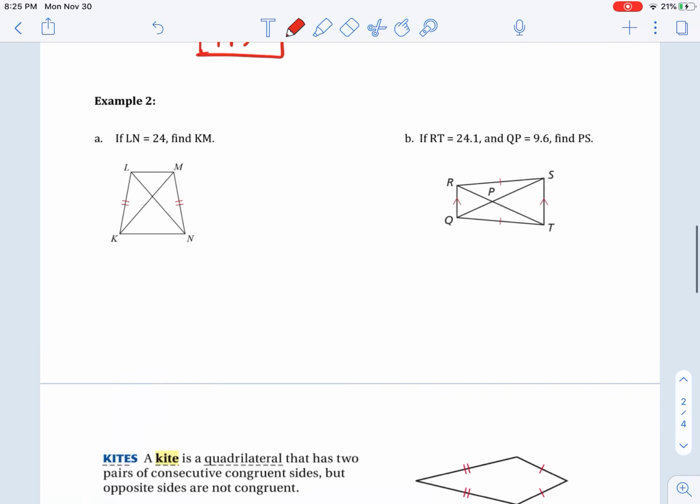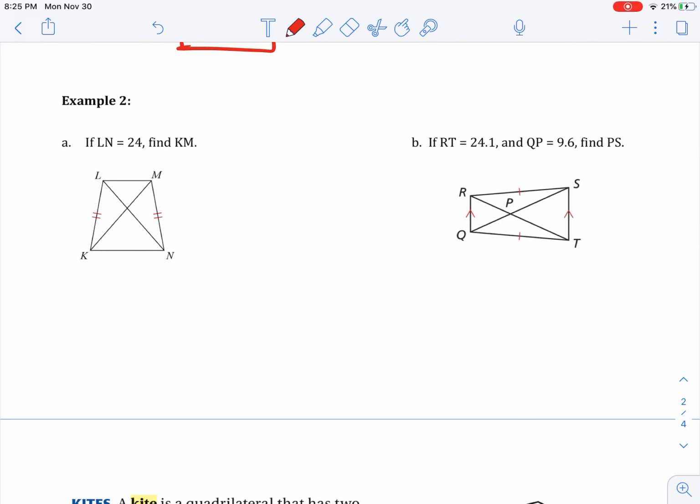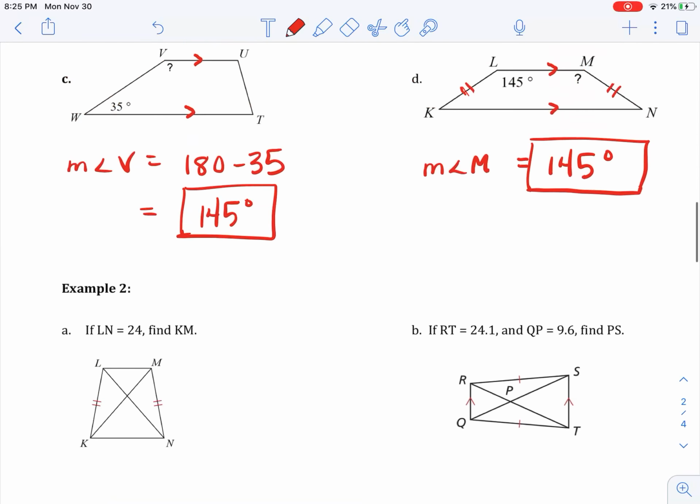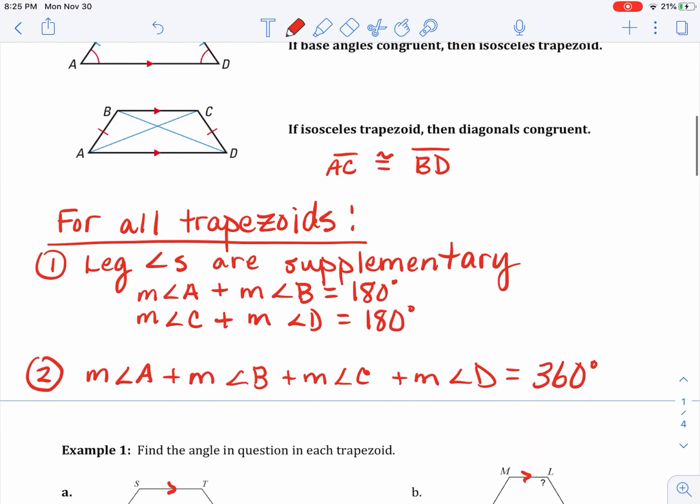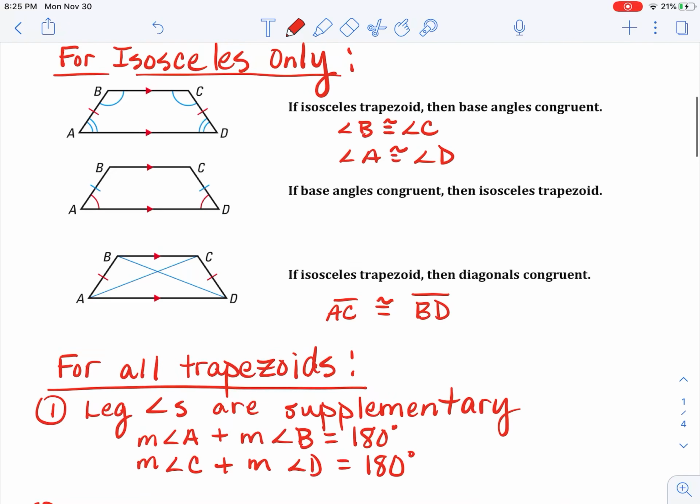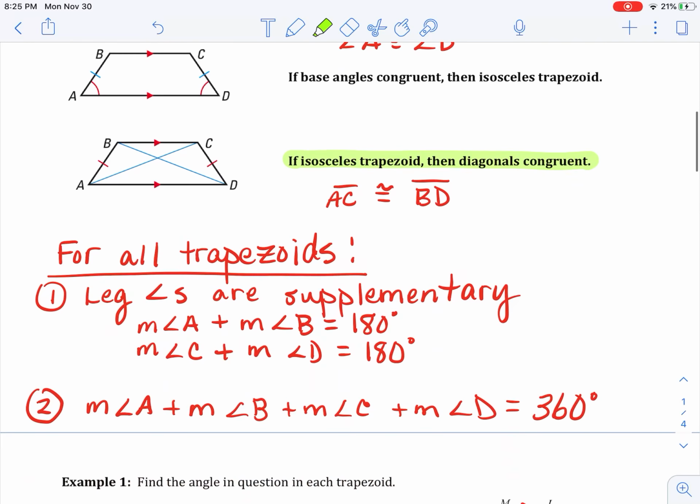All right, in example 2, I'm looking at diagonals. Now, if you went back up above and look at the properties that have to do with diagonals, there's only one place I talked about diagonals, and that's right here. Well, diagonals are congruent only in an isosceles trapezoid. When I talked about all trapezoids, I never mentioned diagonals.